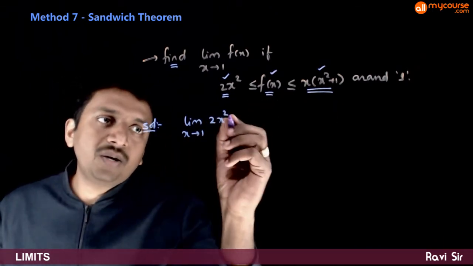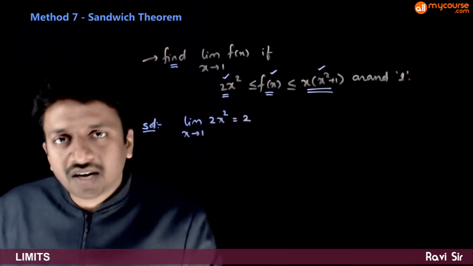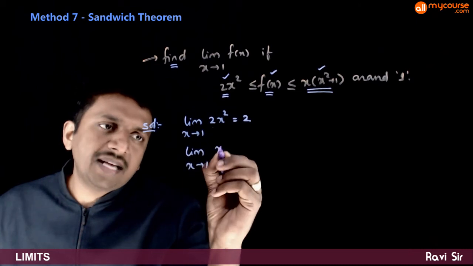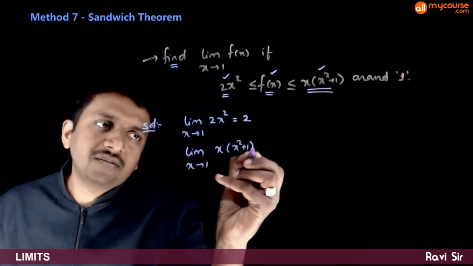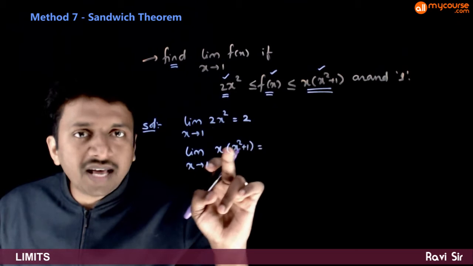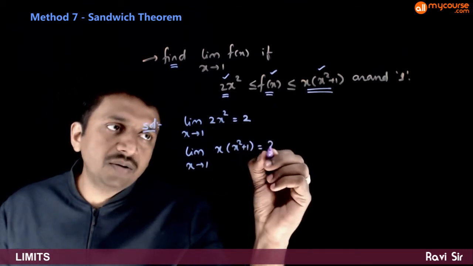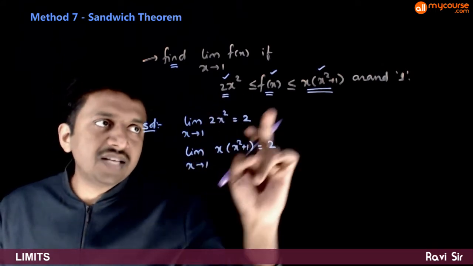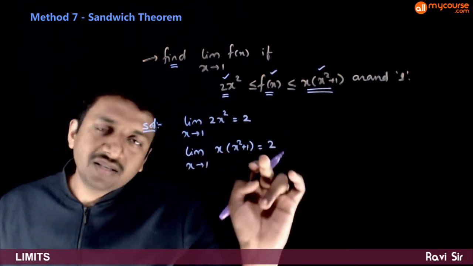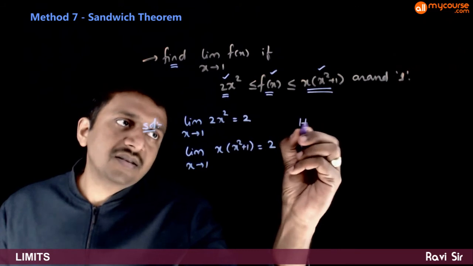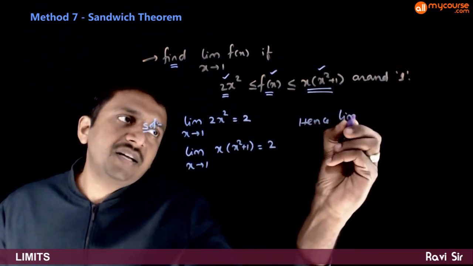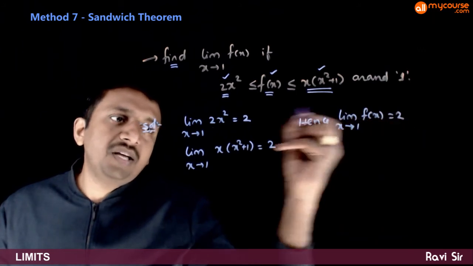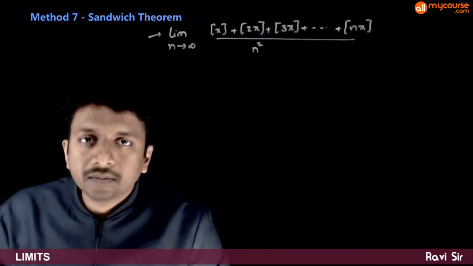So limit x tends to 1, 2x squared is straightaway equal to 2. And limit x tends to 1, x times x squared plus 1 is equal to 1 times 1 plus 1, which is again equal to 2. So limit x tends to 1, 2x squared is the same as limit x tends to 1 of this, which is equal to 2. Hence, limit x tends to 1, f of x should also be equal to 2.